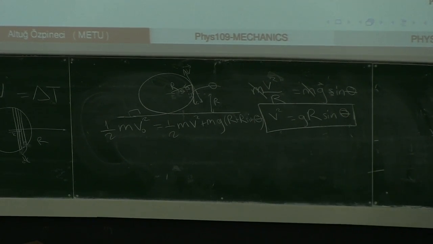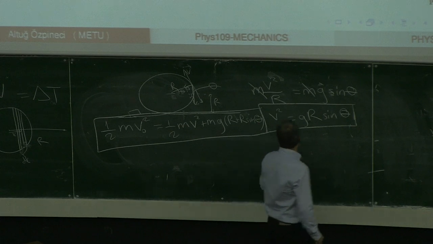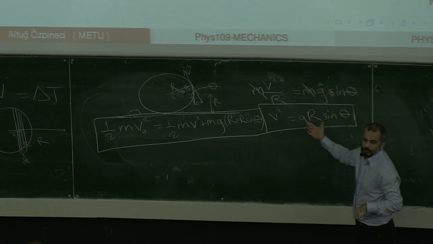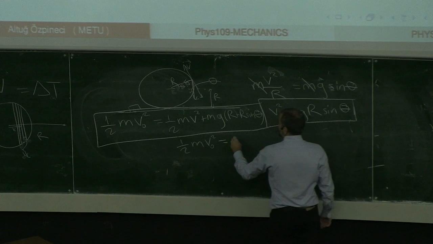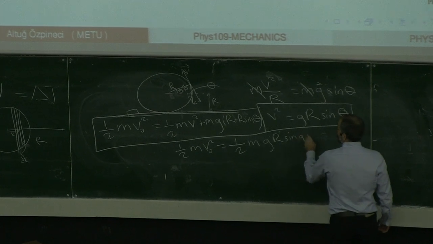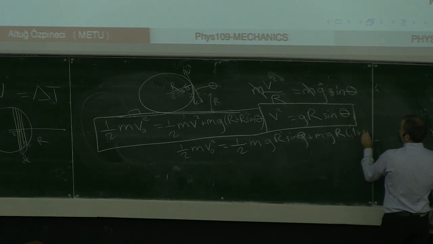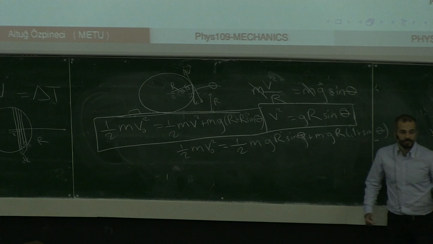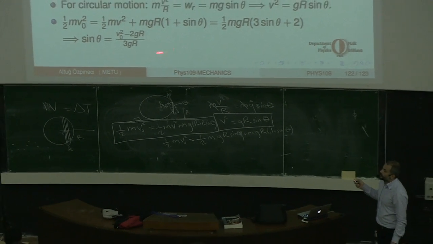I had two unknowns, v squared and sine theta. Now I have two equations in terms of v squared and sine theta. What we can do is substitute this v squared into that expression over there: one over two m v0 squared is equal to one over two m g r sine theta plus m g r times one plus sine theta. And then you can just solve for sine theta. And it turns out that sine theta is equal to this number over there.